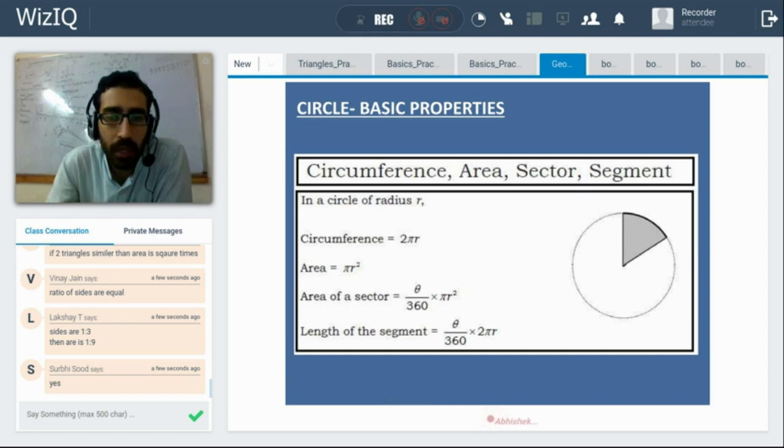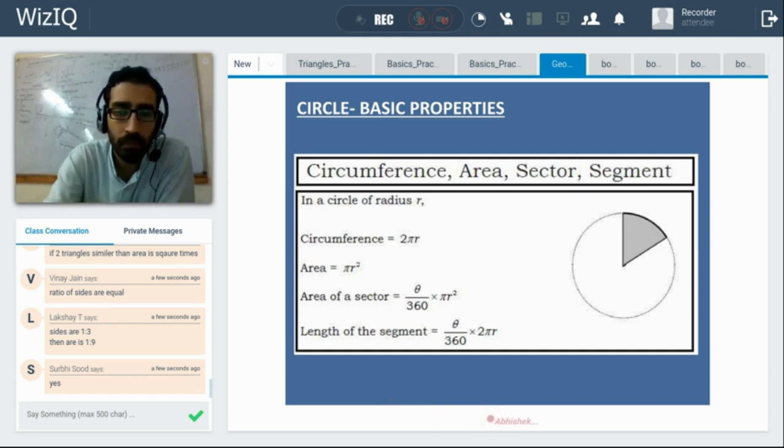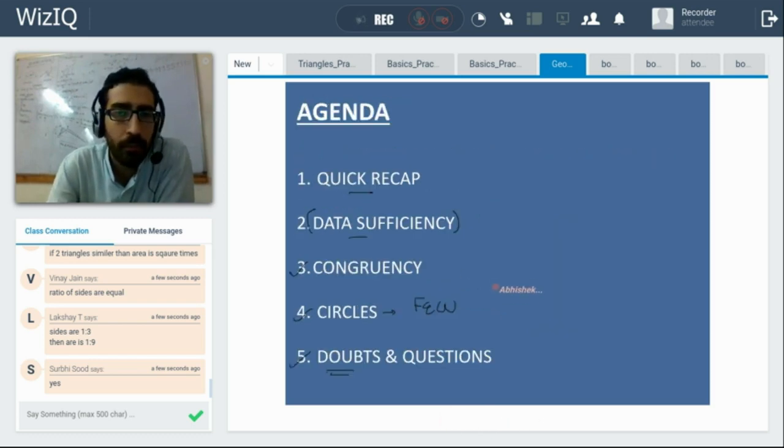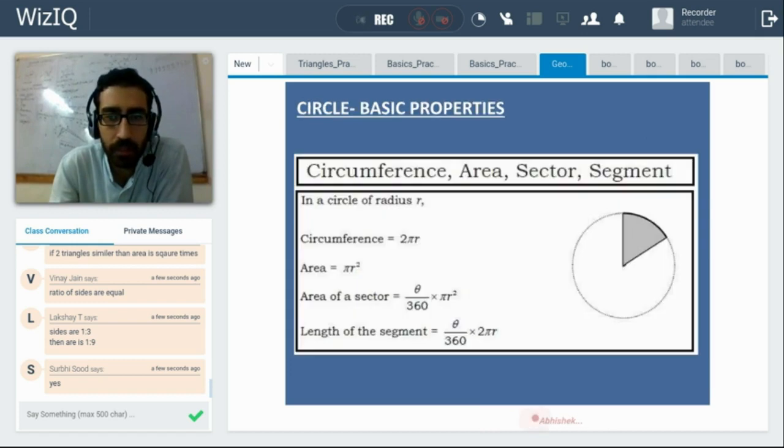Let me go back to our agenda. We've just covered the basics of data sufficiency and congruency. Let's have a look at some properties of circles. This is not the right slide. Circles. So yeah, I have a circle here.